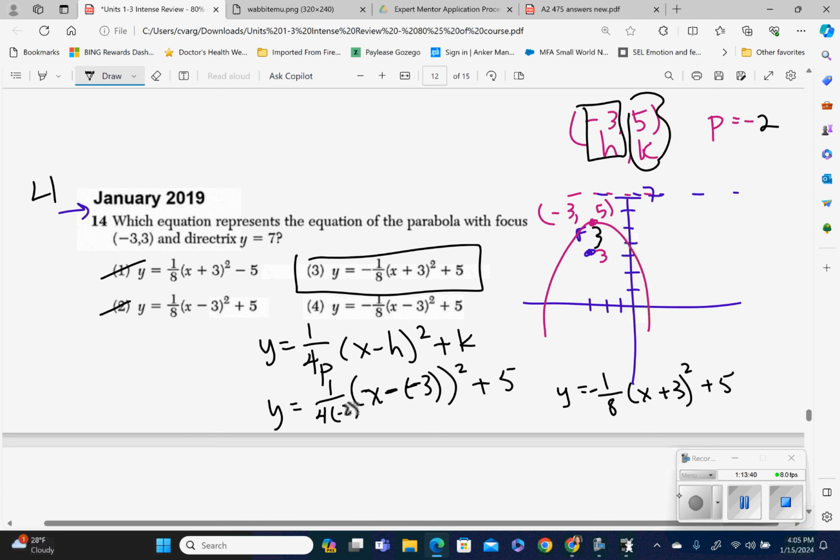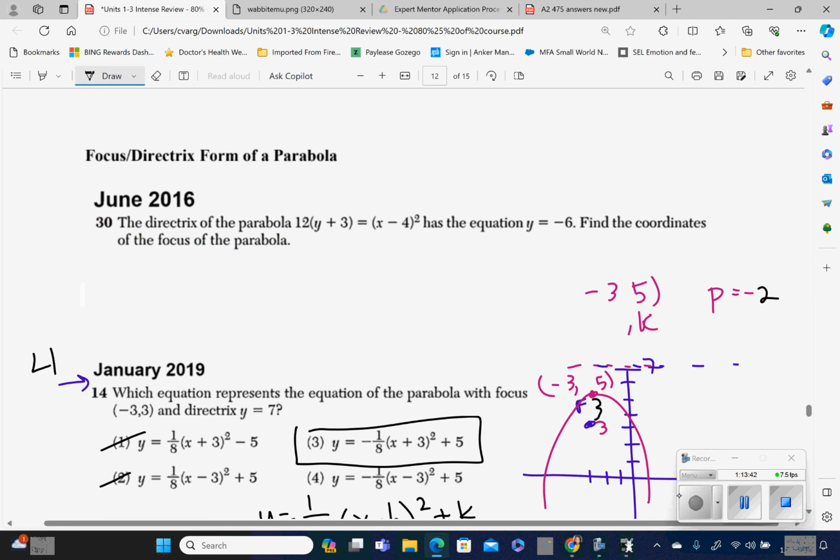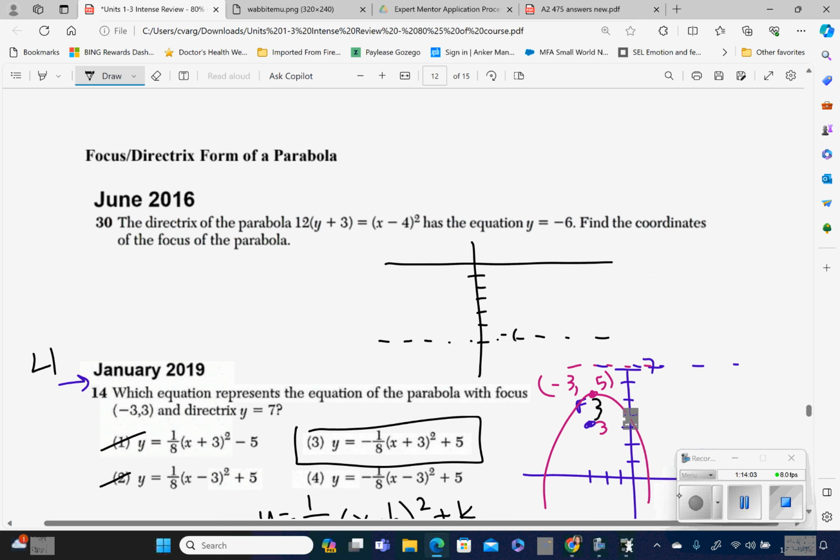A focus and directrix. Let's do a level 2 question, okay? So level 2 question is going to be the one right above it. So the directrix of the parabola has an equation y equals negative 6. So just like I did before, I'm going to graph this. So 1, 2, 3, 4, 5, 6. At negative 6, there is a directrix, okay? Find the coordinates of the focus. Oh my goodness. Okay, doable.